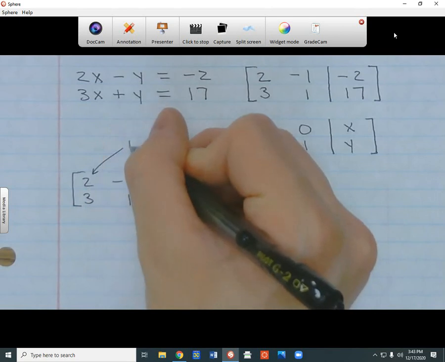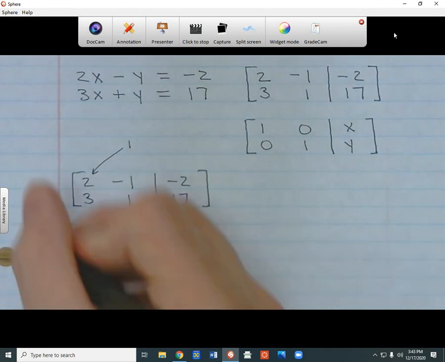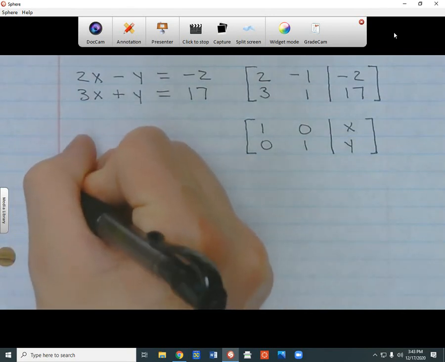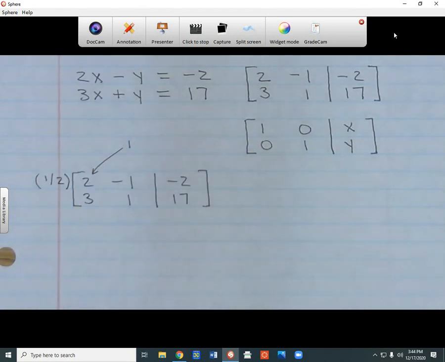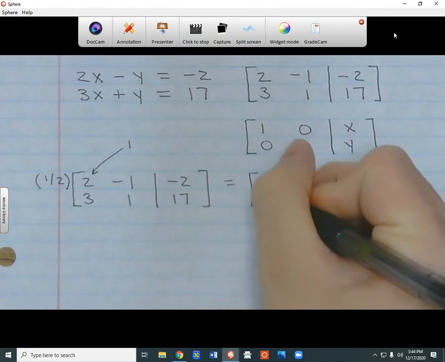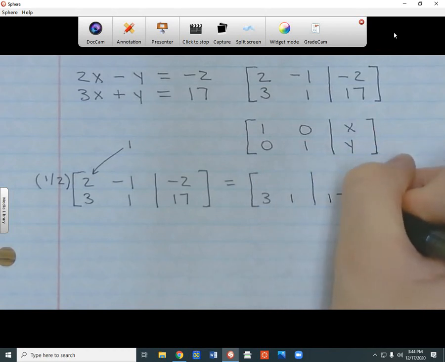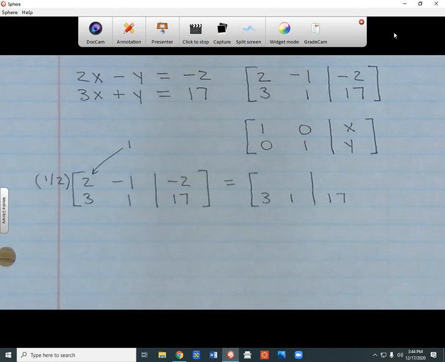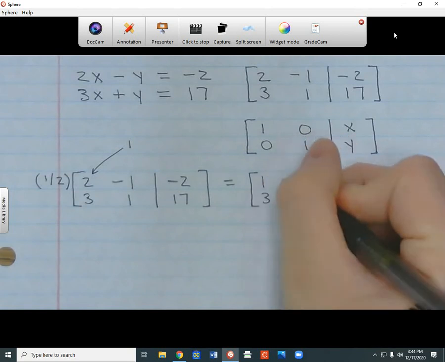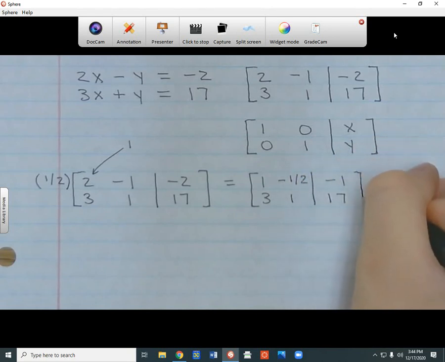So how can I do that? Well, I can start off by multiplying the entire first row by 1/2. If I multiply the entire first row by 1/2, that 2 will change into a 1. So what do I get when I do that? Well, the bottom row is going to stay the same. I haven't done anything to that yet. But the first row is going to change. If I multiply by 1/2, I'm going to get 1, -1/2, and -1. So I multiply every single number in the first row by 1/2.